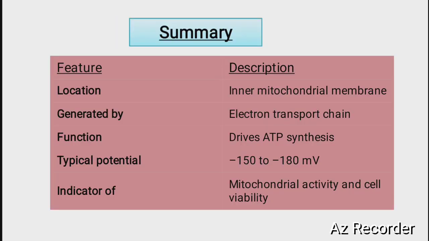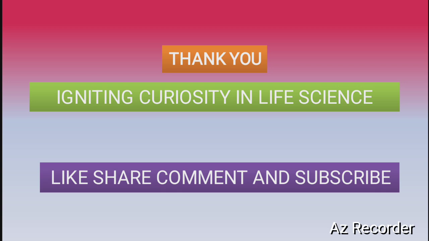And the overall summary: location is the inner mitochondrial membrane, where the mitochondrial membrane potential occurs, and it is generated by the electron transport chain. Function: it drives ATP synthesis. Typical potential is minus 150 to minus 180 millivolts, and it indicates mitochondrial activity and cell viability, right? This is all about the membrane potential for mitochondria.